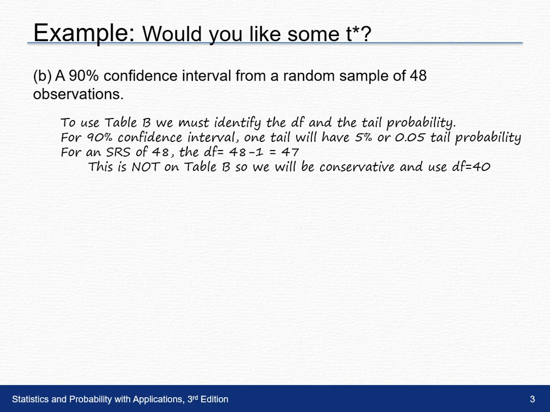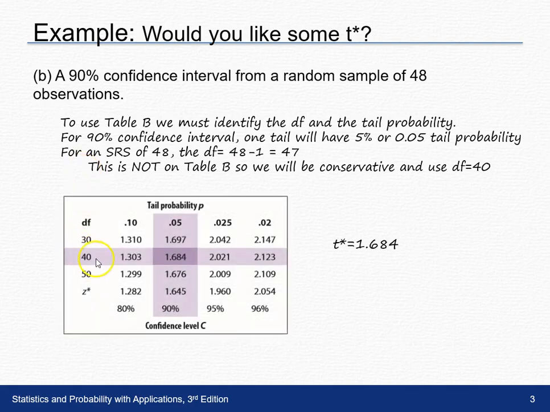So what we're going to do instead is use a more conservative approach, which is the degrees of freedom being 40. If we look at the degrees of freedom as 40, again, we're not going to round to 50, we're going to be conservative here. Then our critical value here is 1.684.